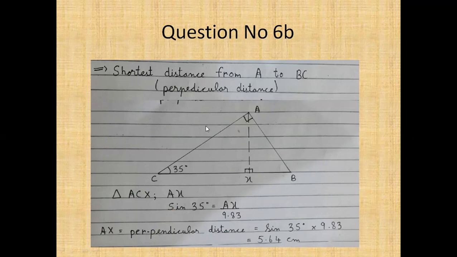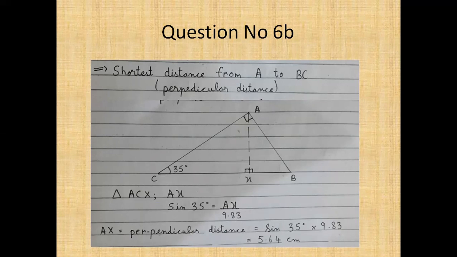Here I know this angle, and this will be the hypotenuse. I want to know this. This is the perpendicular, so I will use sine. So sine 35 will be equal to the perpendicular AX divided by 9.83, the hypotenuse, and this will go to the other side, so we multiply. So AX, which is the perpendicular distance, will be sine 35 multiplied by 9.83, and that will be equal to 5.64 centimeters. So that's the shortest distance from the point A onto the BC.